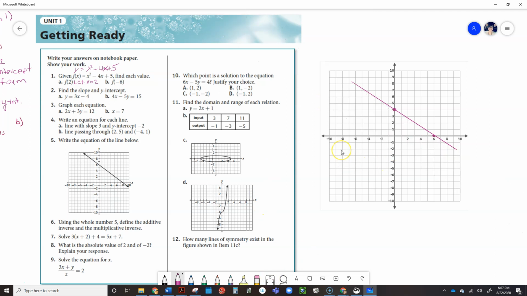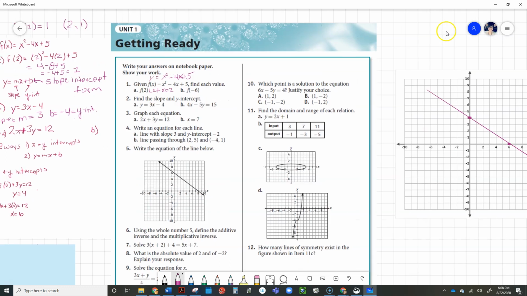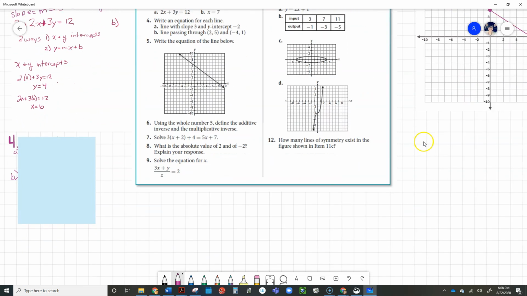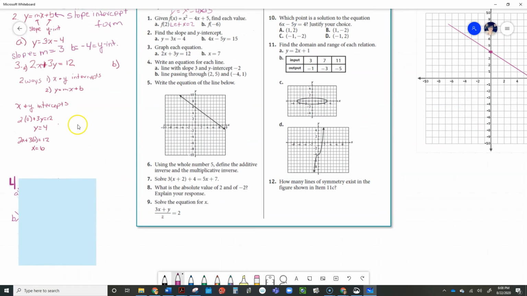Okay, so that's what the line should look like. Now we're going to try to do the same thing. Let me see if I can swing the paper back over here. We're going to try to do the same thing by changing this into slope-intercept form, which is another way to work it. So this was method number 1, finding the x and y intercepts. This is method number 2, putting it into y equals mx plus b form.